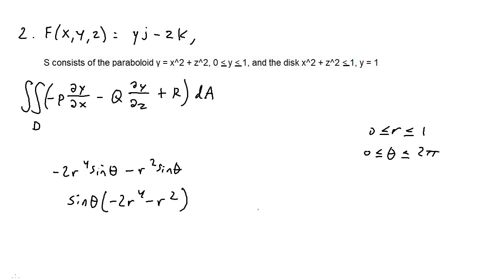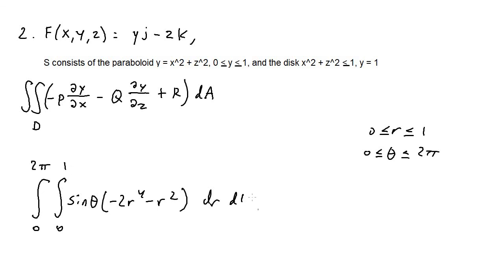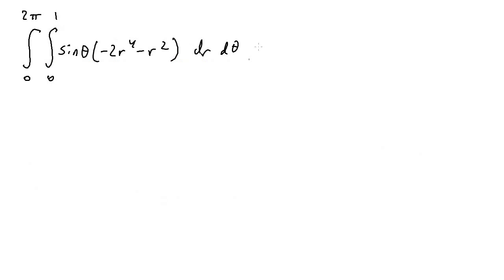So if I delete the top row here, now we can put that under the double integral. Once again, our r bounds are from 0 to 1, theta bounds are from 0 to 2 pi. So let's integrate with respect to r first, from 0 to 1, and then theta from 0 to 2 pi, so d theta on the outside. Now we can evaluate the integral.